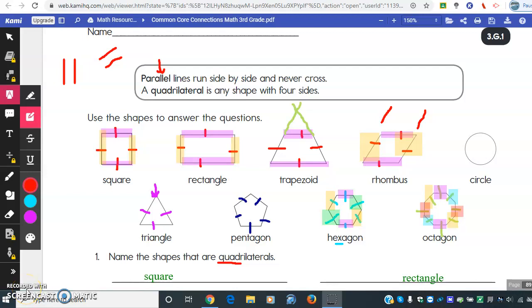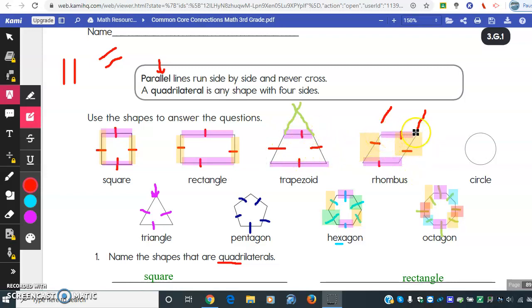All right, you guys, so we're on part 2 of this polygon page, and we just got through highlighting all of the parallel sides. Our square had a purple pair and a yellow pair. Our rectangle had a purple pair and a yellow pair. Our trapezoid only had a purple pair because these two lines cross over if they keep going. So we're going to say the trapezoid only has one set of parallel lines.